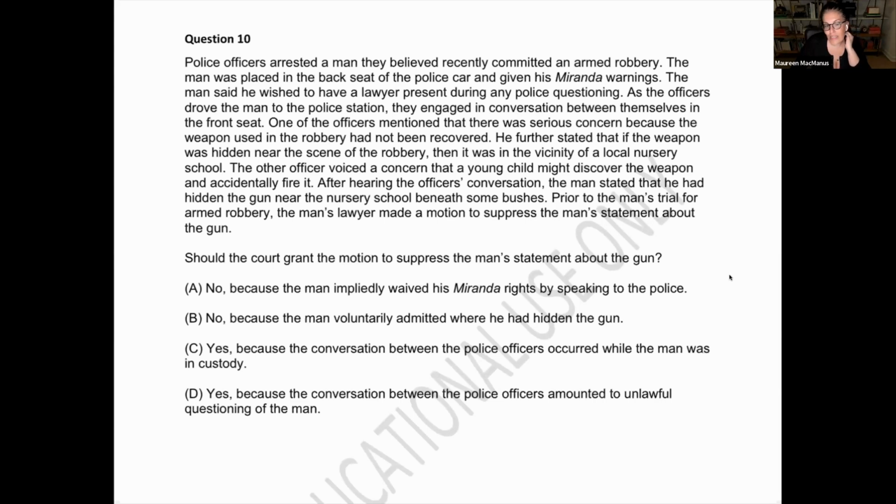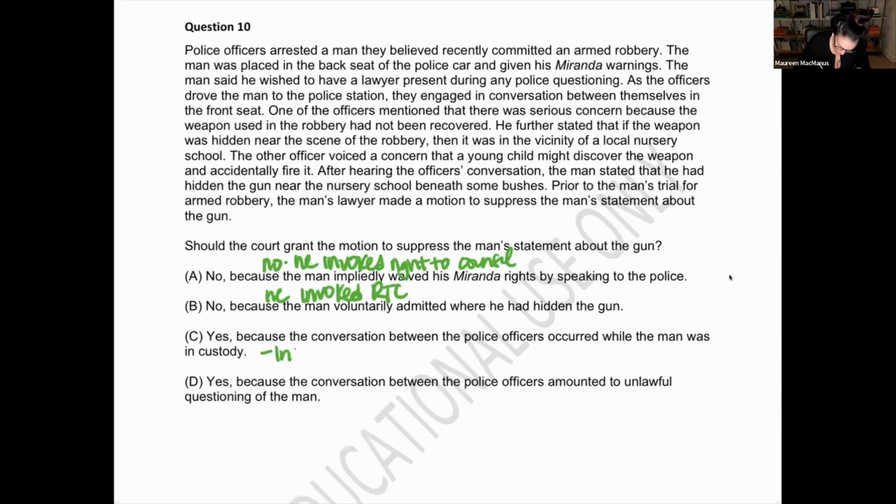C, yes, because the conversation between police officers occurred while the man was in custody. That is insufficient. It's not just that it occurred while he was in custody, it's that the conversation amounted to an interrogation. So I'm just going to make notes. He invoked. This is incorrect because this mischaracterizes the facts. He invoked, I'm just going to say RTC, right to counsel. This is insufficient. And it's also imprecise, it's not the right issue.